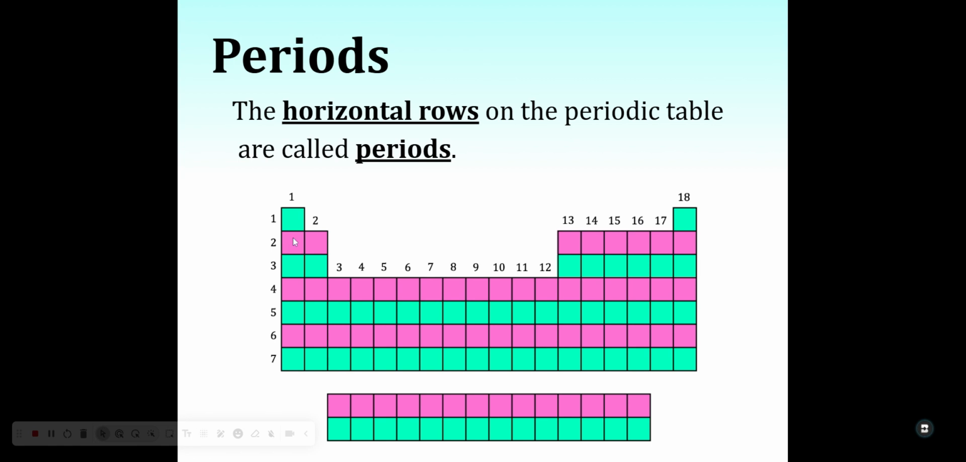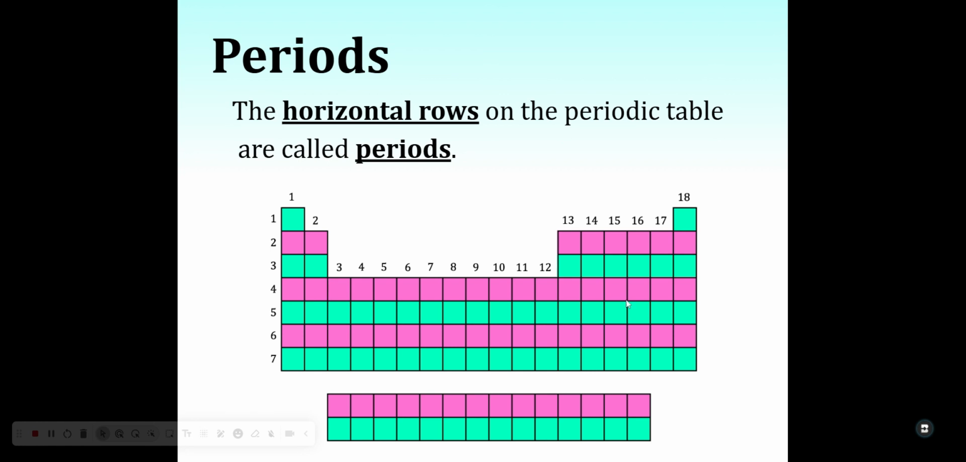Okay, the second row has 8 elements on it, and the second row can hold 8 electrons. The third row has 8, and the third row can only hold 8. Okay, so that's why we taught you those numbers 2, 8, 8. They align with the first 3 periods.